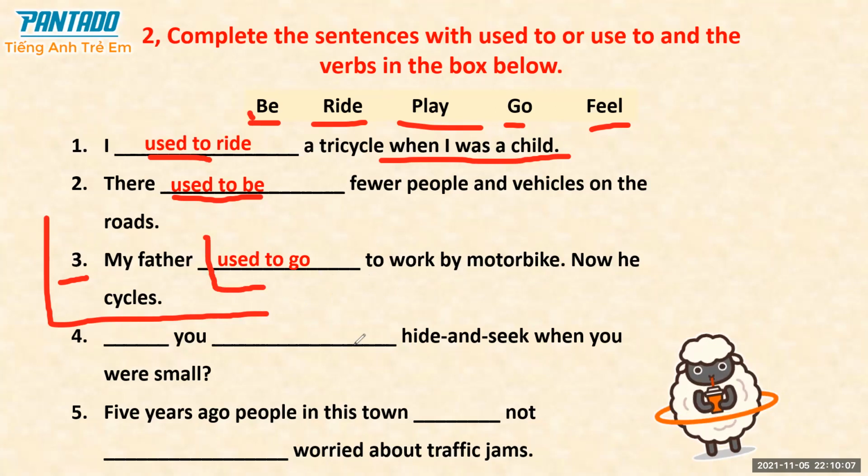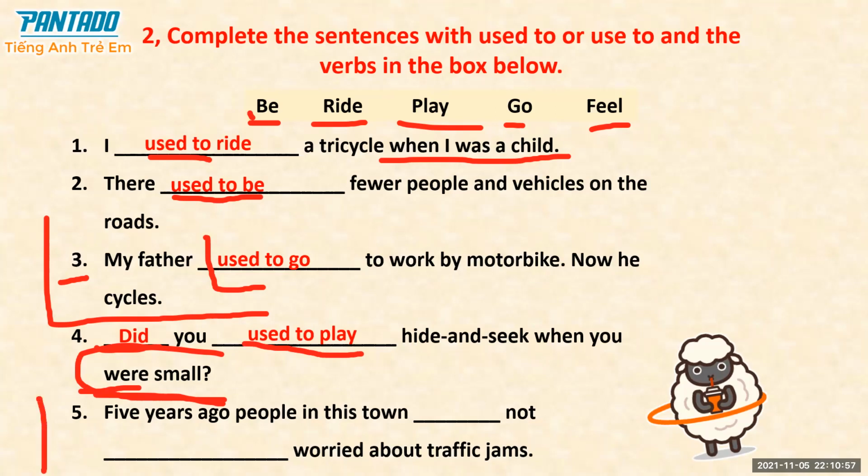Next one is number 4. Blank you blank hide and seek when you were small. That is did. Since it's already in the past, because when you say when you were small, it means in the past, right? So did you used to play hide and seek when you were small? That is interrogative. It means you're asking a question. So used to play.